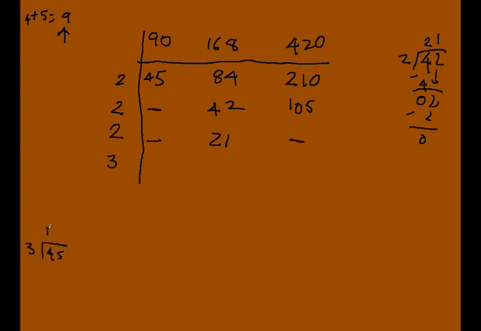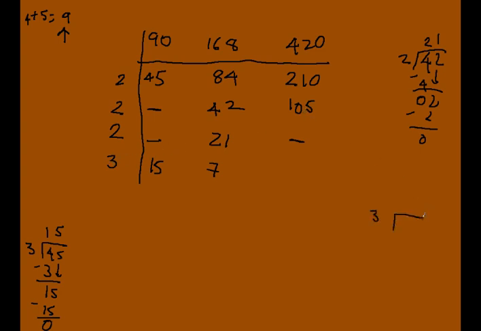So 3 into 4 is 1. 1 times 3 is 3. 4 take away 3 is 1. Bring down the 5. 3 into 15 is 5. 5 times 3 is 15. 15 take away 15 is 0. So 3 into 45 is 15. And if you remember your times table, 3 into 21 is 7 because 3 times 7 is 21. Now let's do 3 into 105.